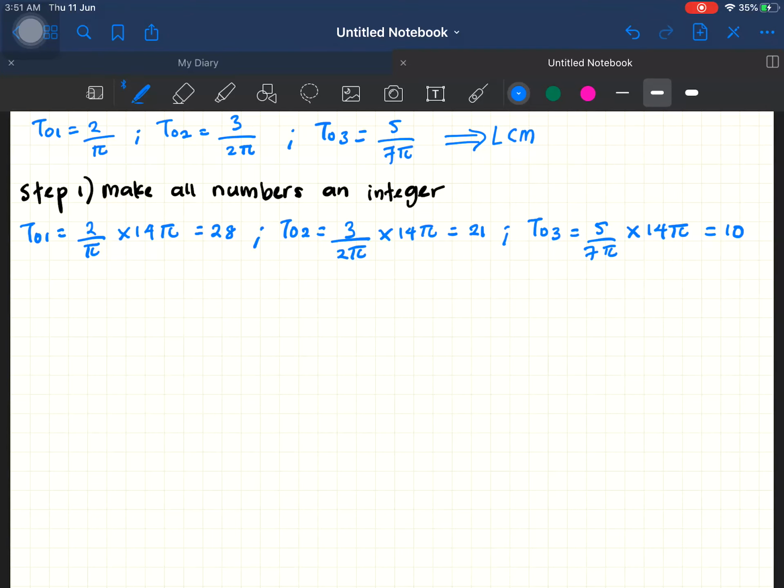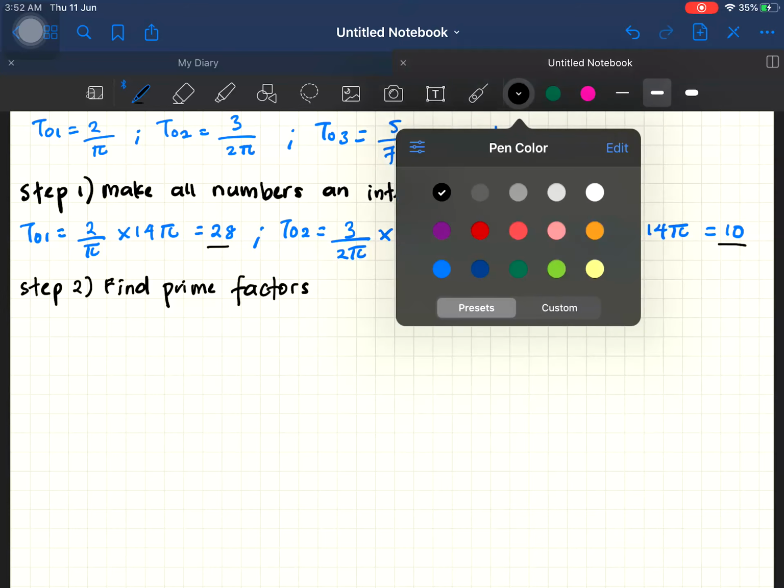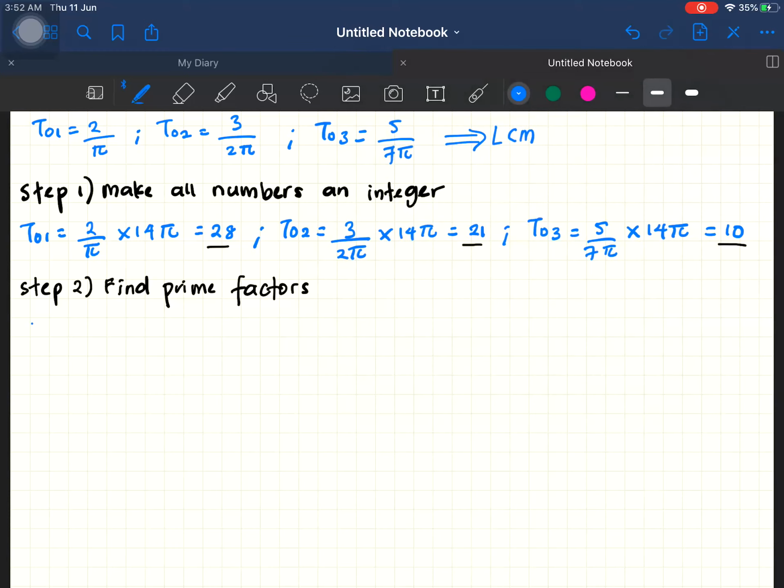Okay. So now you have made all numbers, T01 an integer, T02 an integer, and also T03 an integer. Only then can you find the prime factor of each number. Okay, so you have 28, 21 and 10.